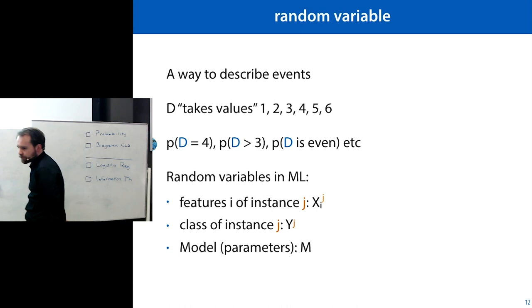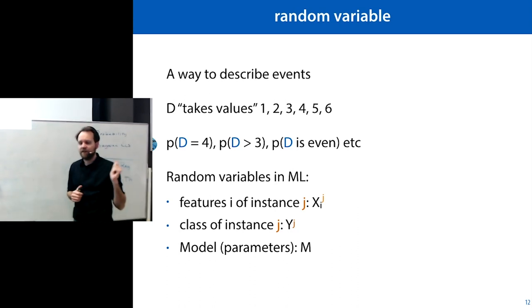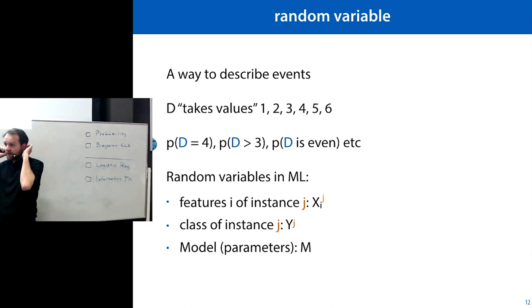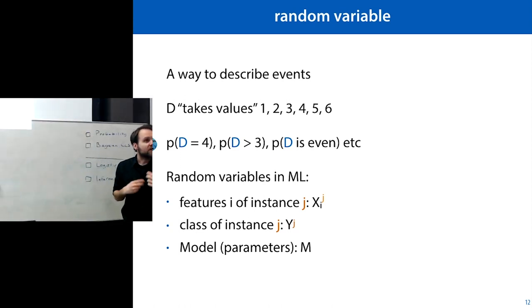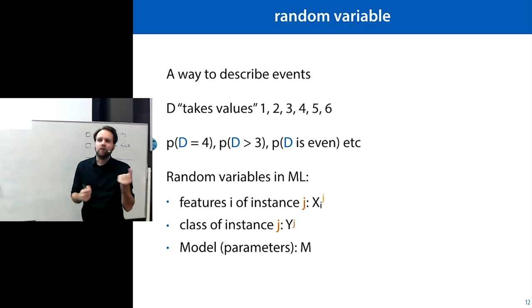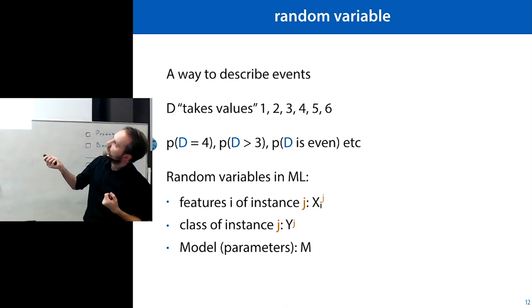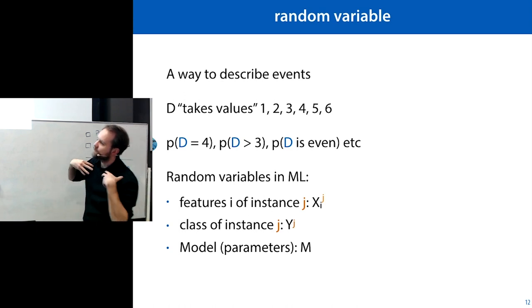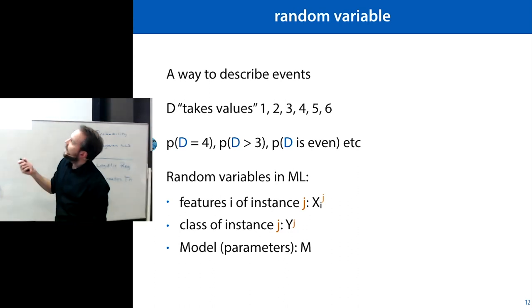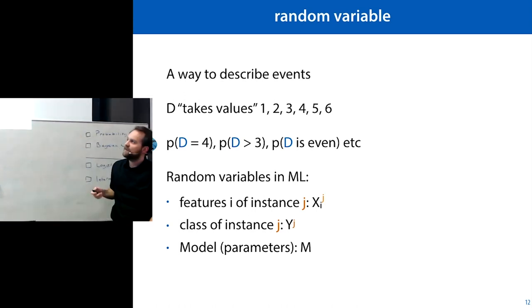And then there's a random variable, which is a way of describing events, describing things in the event space. The mathematical definition of a random variable is very counterintuitive and technical, so we'll skip that. But basically, you can think of it as a way to describe events. So we have a random variable D, which represents the rolling of a die, so it takes values in our sample space, and then we can describe events like saying D is even, or D is larger than 3, or D is equal to 4. So these are all events in our event space, and this random variable notation helps us to describe that.